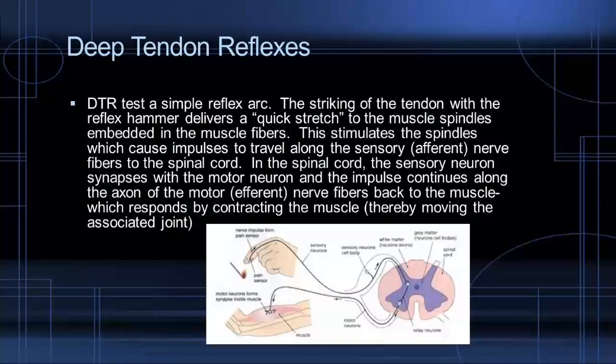There's a little picture of a reflex arc here. You hit the tendon with a reflex hammer. It delivers a quick stretch to the muscle spindles, which are embedded in the muscle fibers, stimulating the spindles, which cause impulses to go up to the spinal cord. The sensory neuron synapses with the motor neuron, and the impulse goes back to the motor nerve, causing the muscle to contract. I think everybody has had this done to them, where your patellar tendon's been tested, or one of the other tendons, and you just get that little knee jerk.